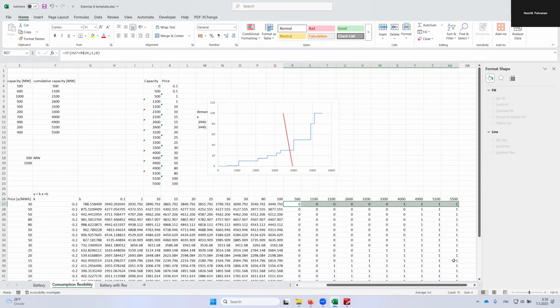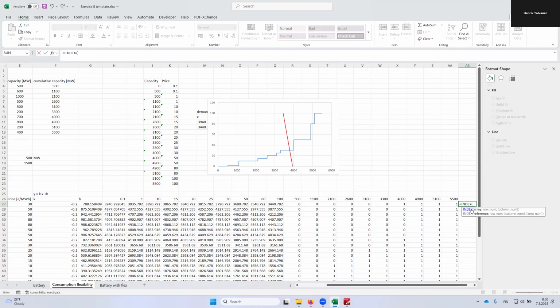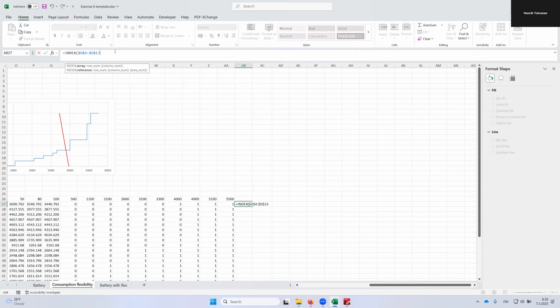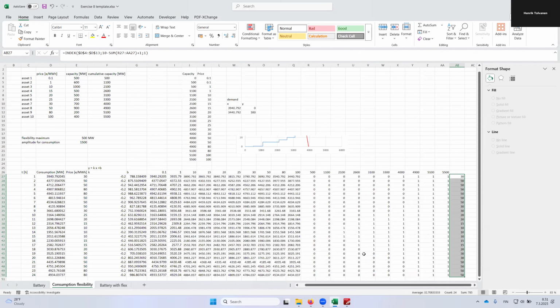So let's have an index. It asks the array, we're determining the price that is going to be activated, and it has a total number of 10. So we have 10 minus the sum of all of these ones, and then we're going to have to add 1 because it's the next one. And then the column number is going to be 1. Let's see, that's 30. It seems to work.